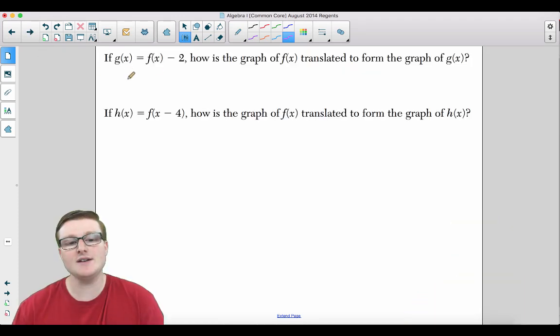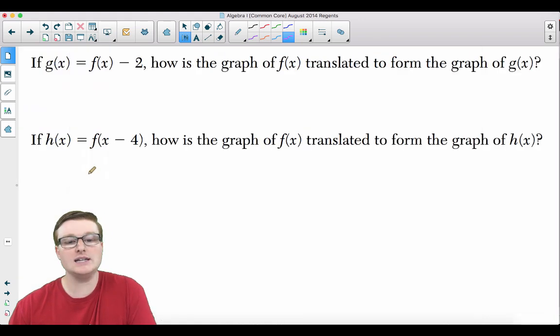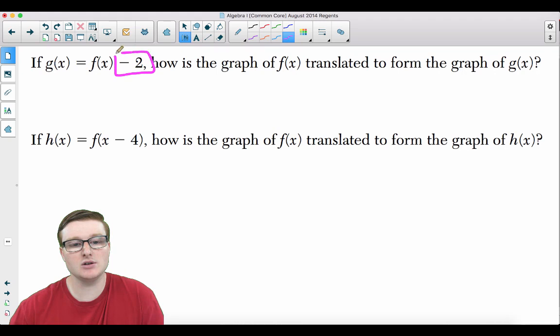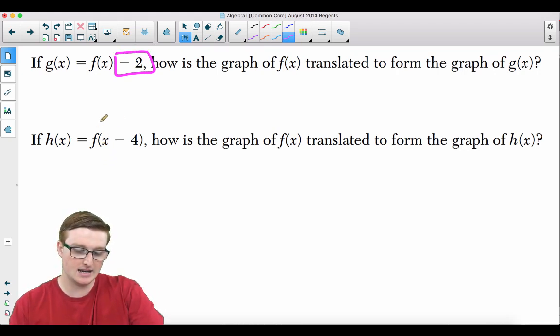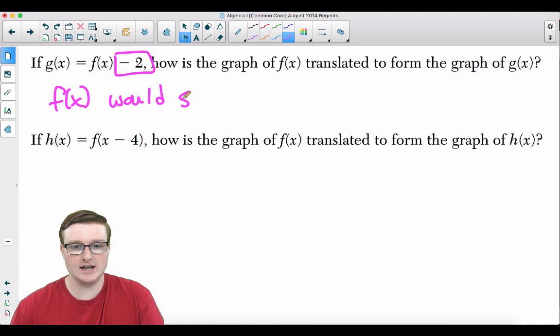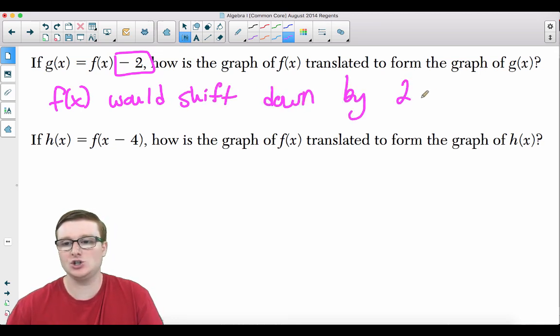It's saying if g of x equals f of x minus 2, how is the graph of f of x translated to form the graph of g of x? You really need to know your transformation rules. When you have a value that's outside of the parentheses, and it is, in this case, -2, that would mean that f of x would shift down by 2 units. Okay?